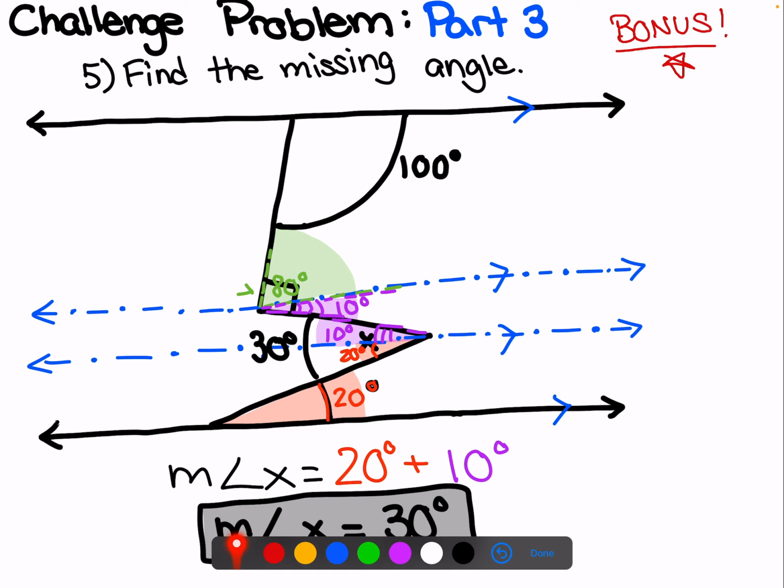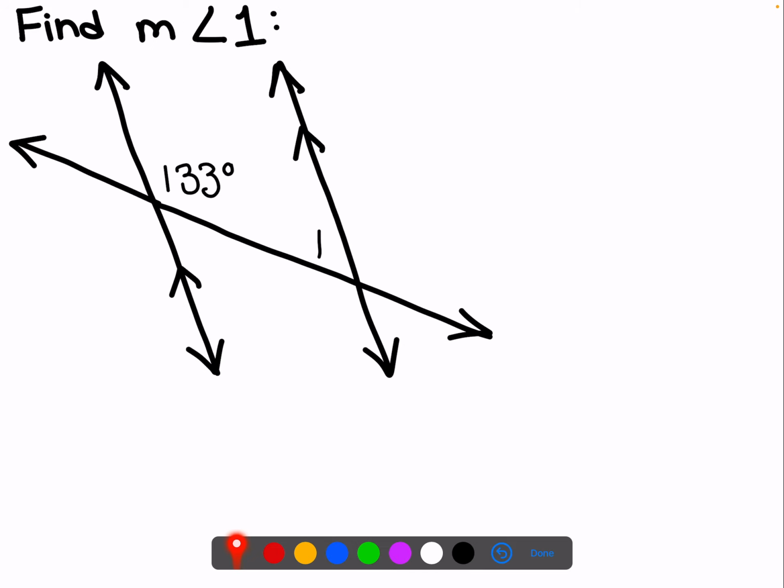But this is just going to be review. Try and state the theorems that you're using in order to prove that these are true as well, because that will help with your mastery of knowing exactly what angle relationships are supplementary and what angle relationships are congruent. So here's our first problem.